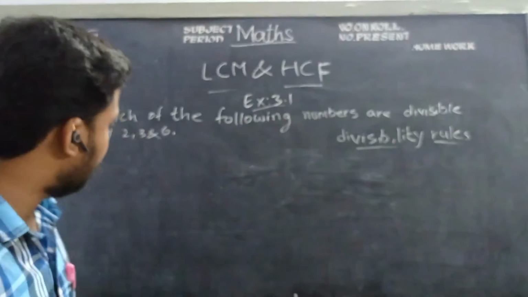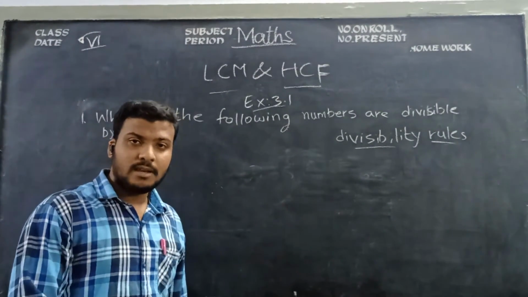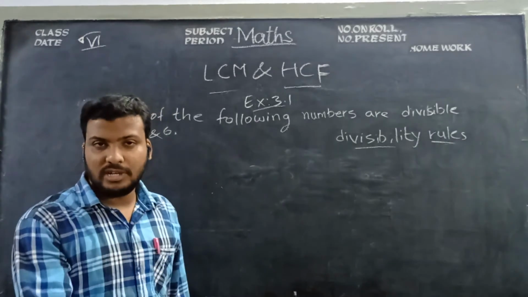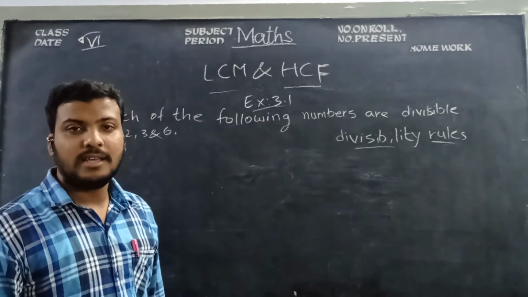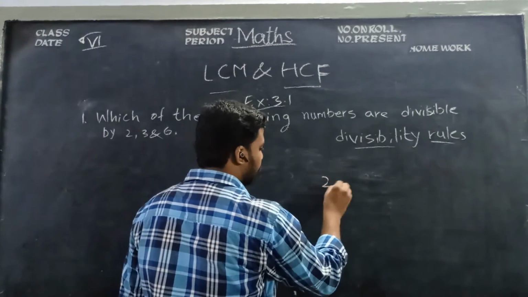But they also said 6, children. Why did they say 6? If a number is divisible by 2 and 3, then it is also divisible by 6, children. So I will give one more example regarding that, children.